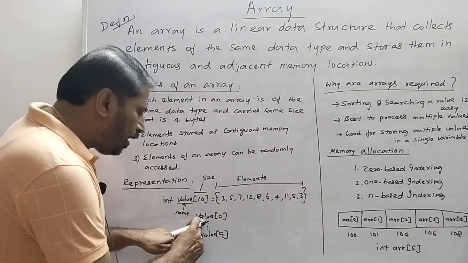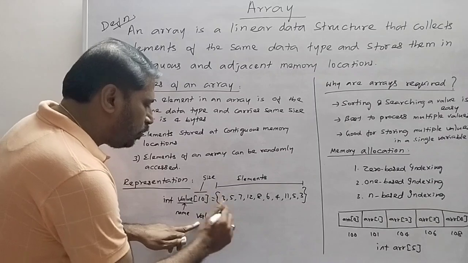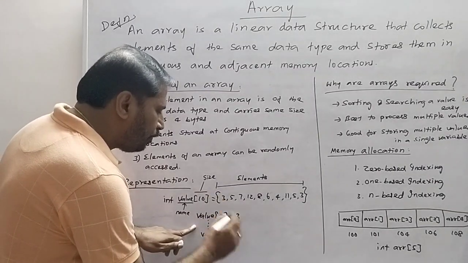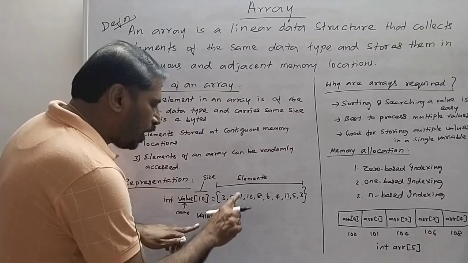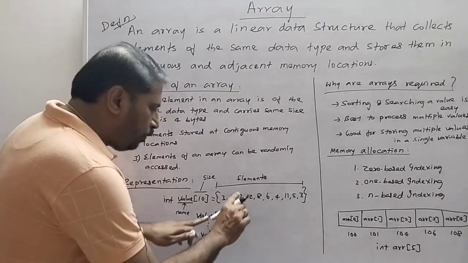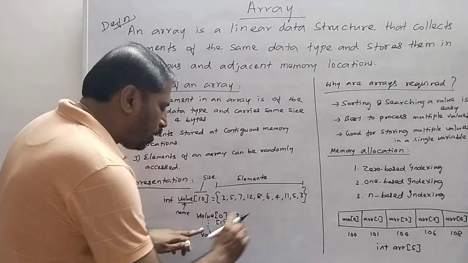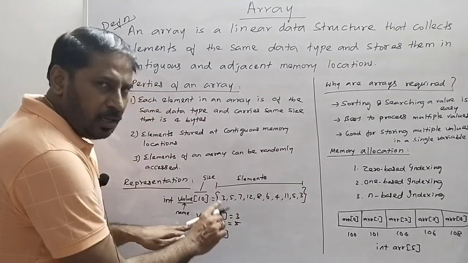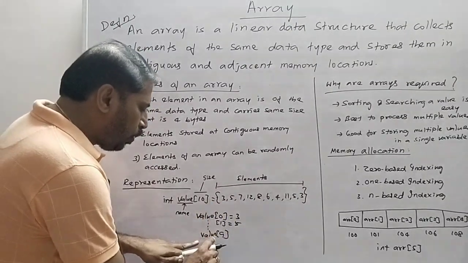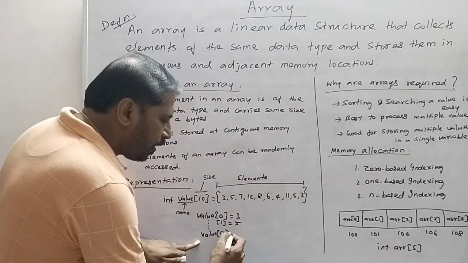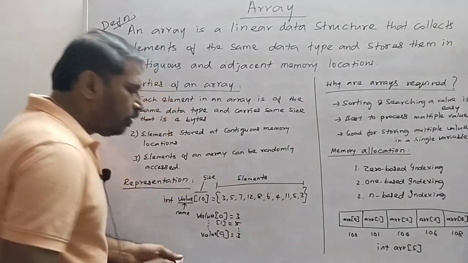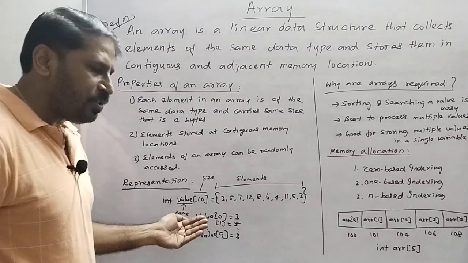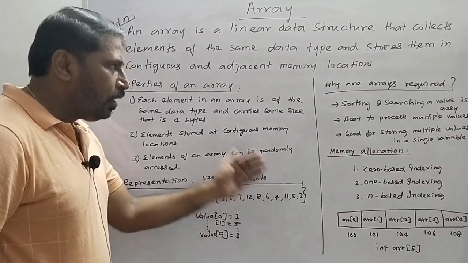So, what is value[0]? Value[0] is 3. What is value[1]? Value[1] is 5. In this way we take the numbers one by one and store them in the corresponding array location. Okay. What is value[9]? Value[9] is equal to 3. So, this is the array representation, the elements stored in an array.